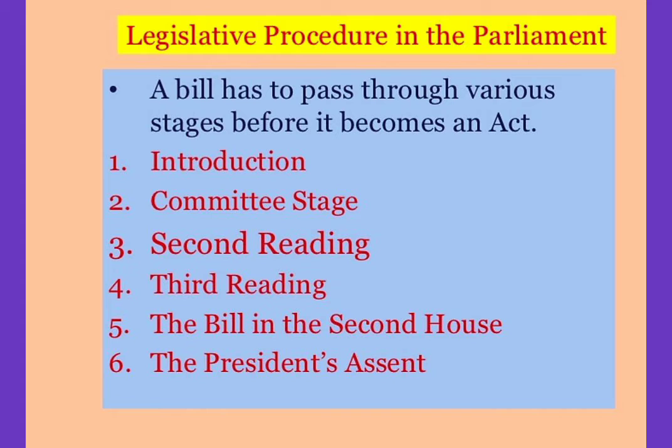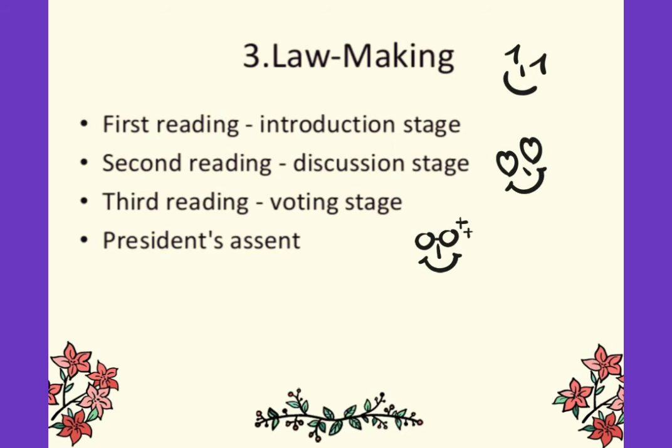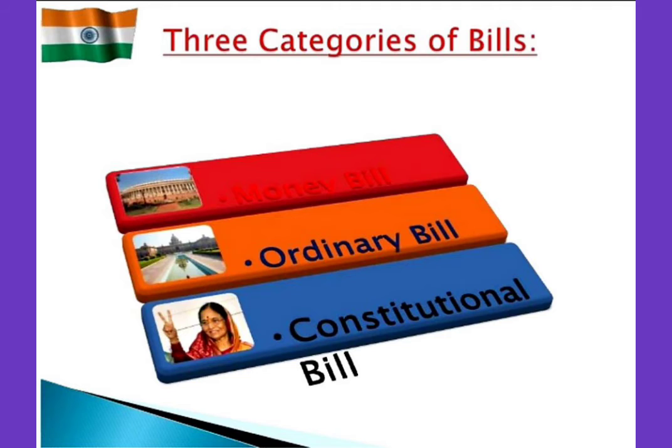Now, to make you understand more about this, I clarify that the first reading is known as introduction, the second is the committee stage. After committee, they go to the second reading, and then the third reading, the bill in the second house, and the President's assent. Now what happens in the first reading? They introduce the bill. In the second, they discuss various things that need to be implemented in the bill. In the third reading, the voting is done by both the houses. And finally, when they want to make it a law, it is in the hands of the President for the signature.